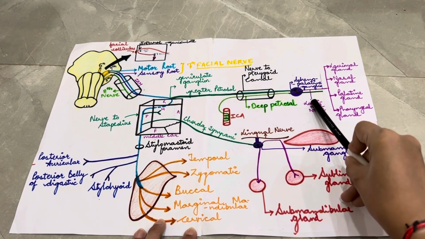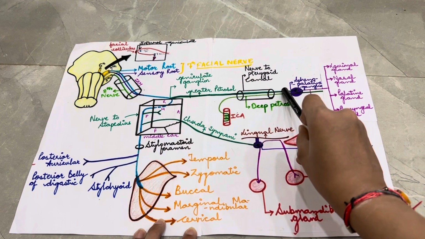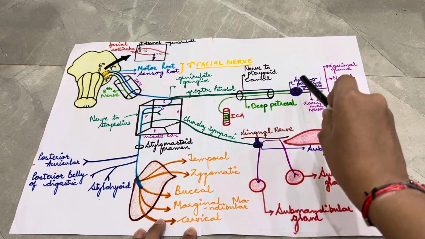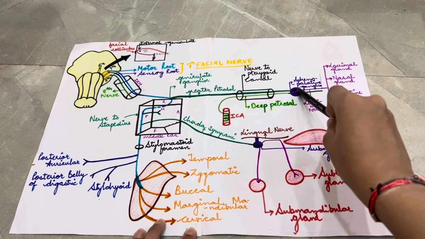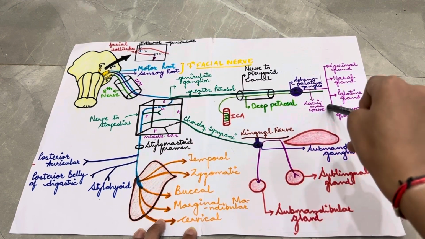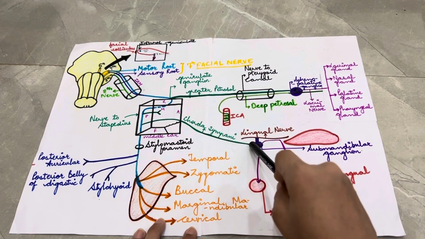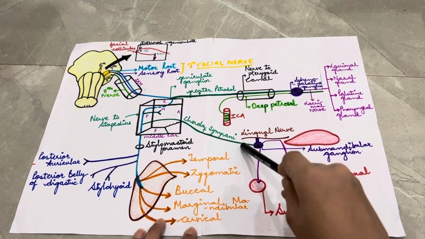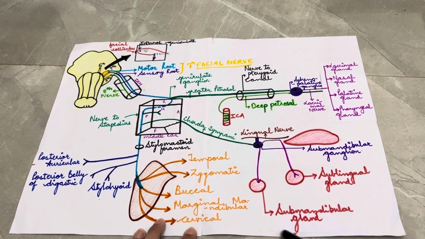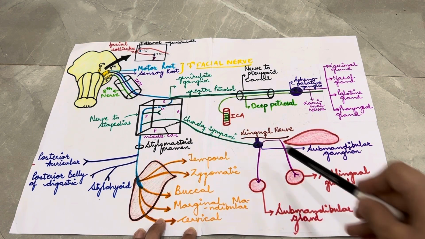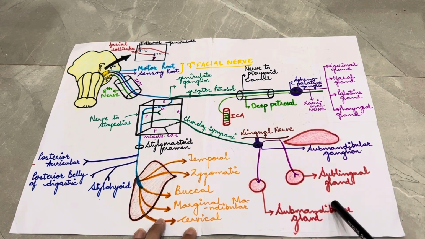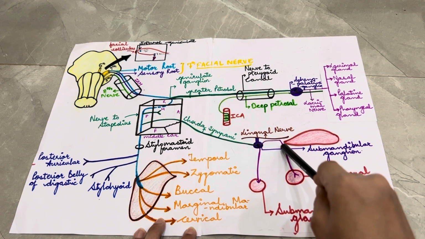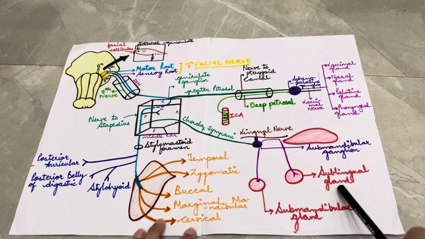As you can see over here, the greater petrosal nerve relays its preganglionic fiber into the sphenopalatine ganglion, and postganglionic fibers are carried by the lacrimal nerve. But here there is no such case. Here the chorda tympani nerve carries its fiber and directly gives its fibers to the submandibular gland, whereas in the sublingual gland, the lingual nerve accompanies it and then it supplies the sublingual gland.